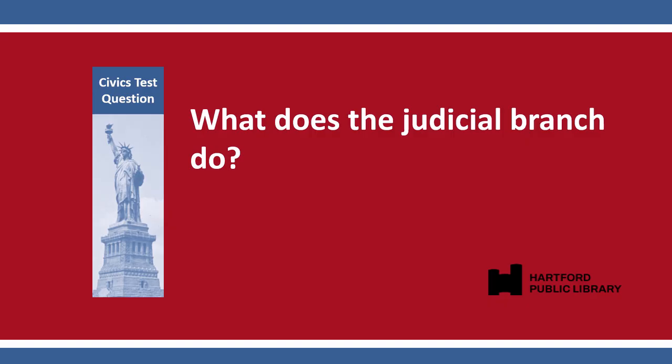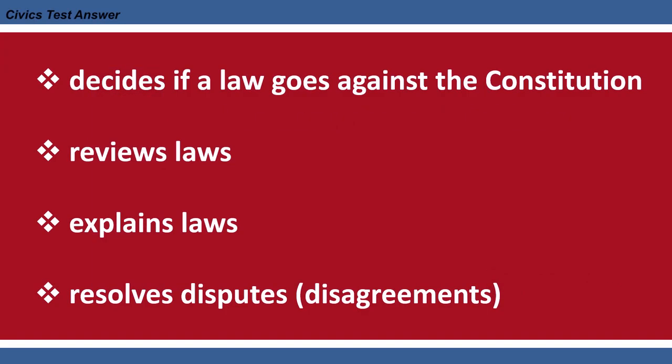Civics test question. What does the judicial branch do? Decides if a law goes against the Constitution. The judicial branch, especially the Supreme Court, decides if a law goes against the Constitution. More broadly, the judicial branch reviews laws, explains laws, and resolves disputes or disagreements.